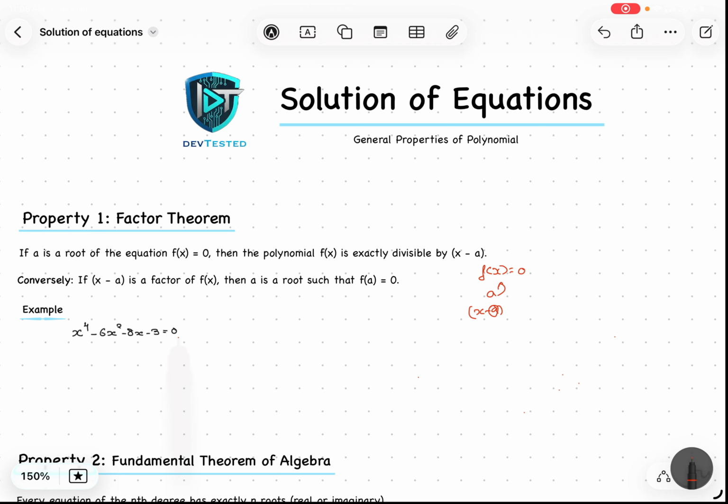Let's take this example. We have x to the power of 4 minus 6x squared minus 8x minus 3 equals 0. Put x equals 3. Then f of x would be 0. That is, 3 is the root, and x minus 3 is the factor.